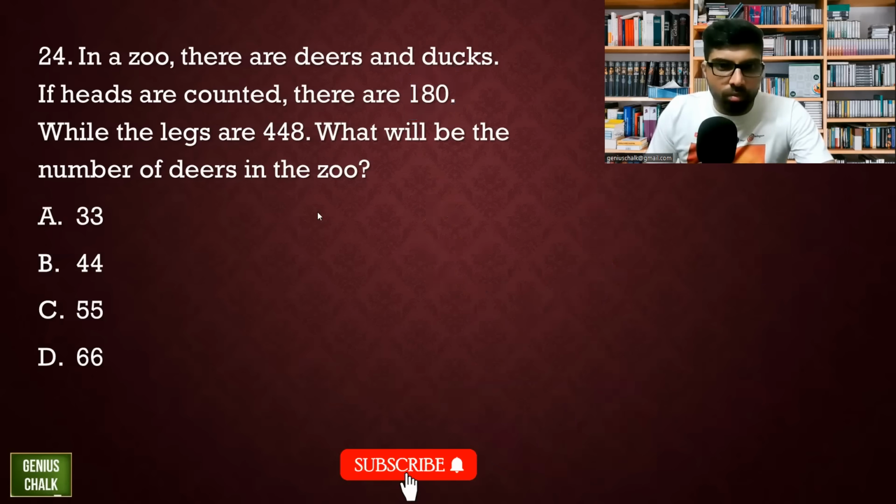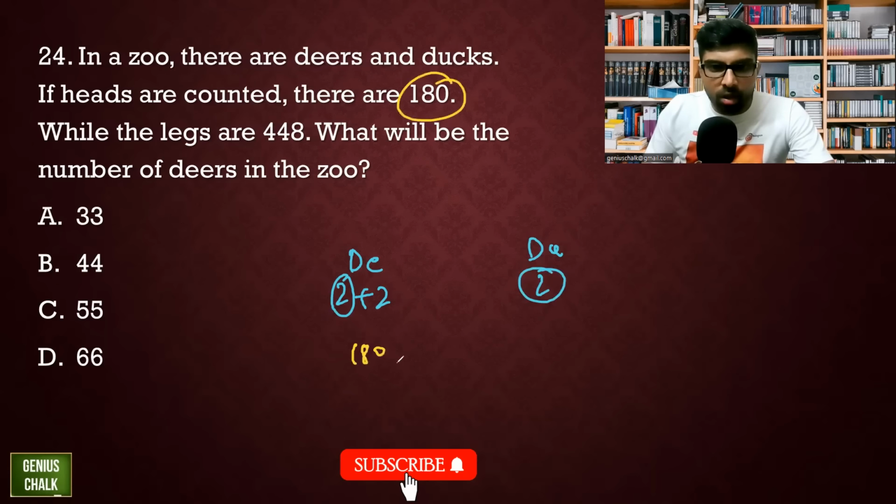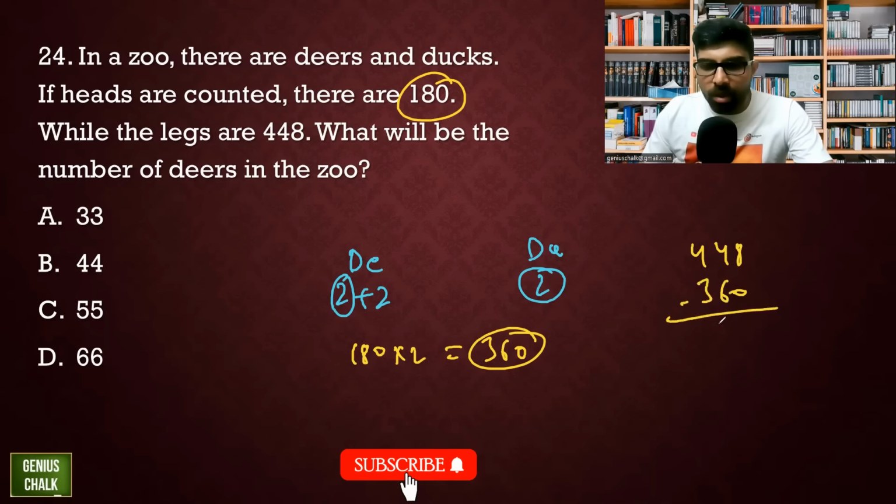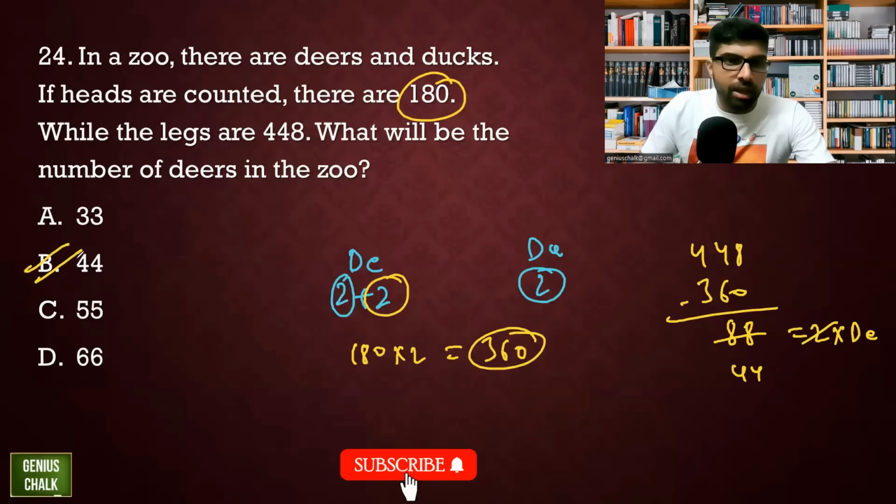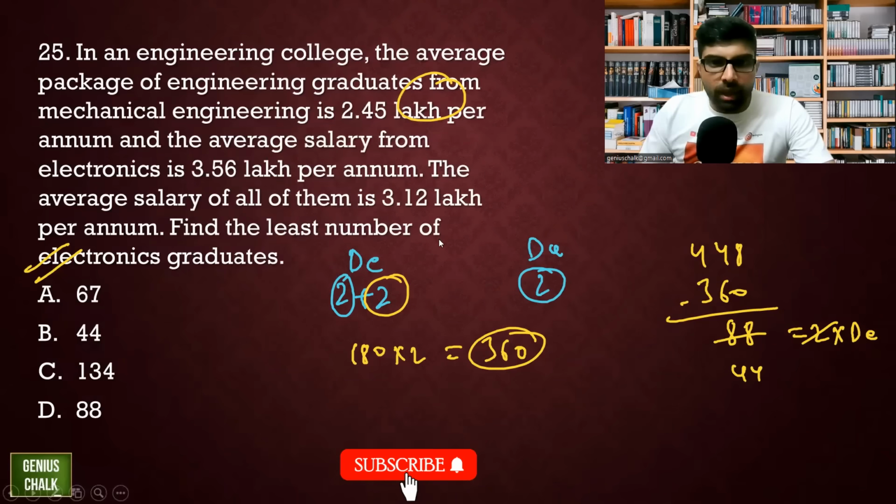Last way. Let's say deers and ducks. Deers have 4, so we'll divide it like 2. Suppose both are having 2 legs. If both are having 2 legs, and the total number of animals is 180, that means there should be only 360 legs. But what is the number of legs present? 448. If you subtract, it is 88 legs extra. These 88 extra are of deers. So 2 into the number of deers must be equal to 88. So the number of deers must be 44, and that is my answer. Right? Move on to the next.